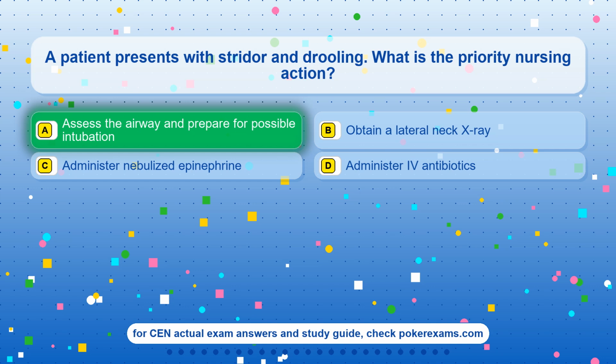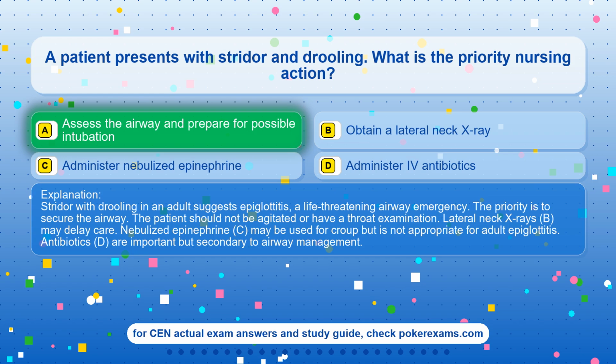The correct answer is Option A, assess the airway and prepare for possible intubation. Stridor with drooling in an adult suggests epiglottitis, a life-threatening airway emergency. The priority is to secure the airway. The patient should not be agitated or have a throat examination. Lateral neck X-rays, B, may delay care. Nebulized epinephrine, C, may be used for croup but is not appropriate for adult epiglottitis. Antibiotics, D, are important but secondary to airway management.